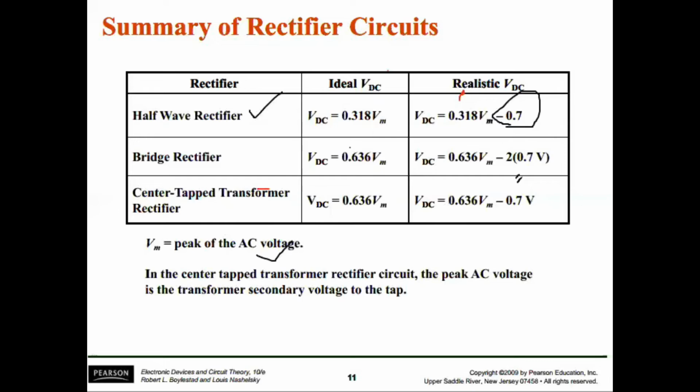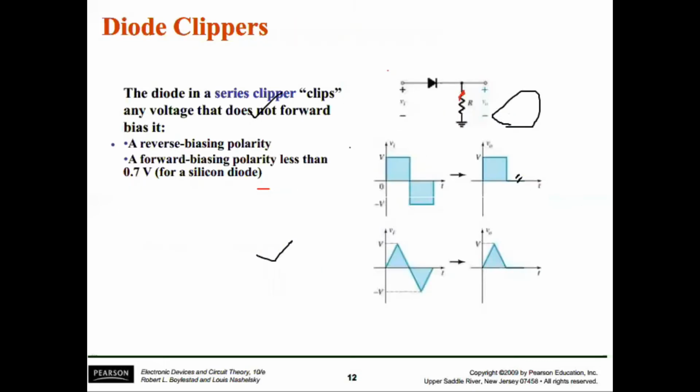Okay, so let's move on. Diode clippers. It is another application of a diode, which we have to cover before the midterm. So what is basically a clipper? A clipper basically clips off or removes some part of a waveform, and this is an application of a diode.